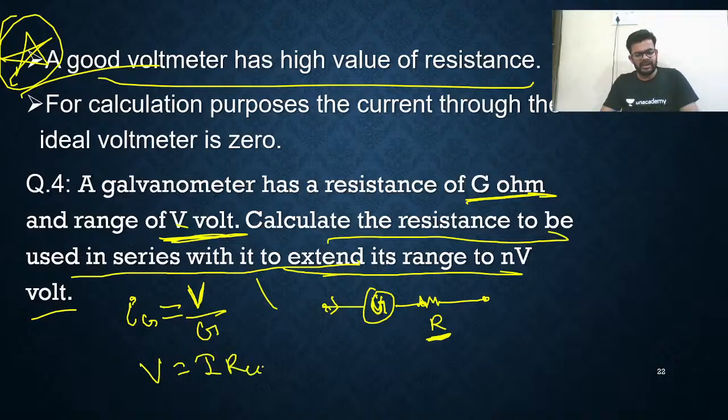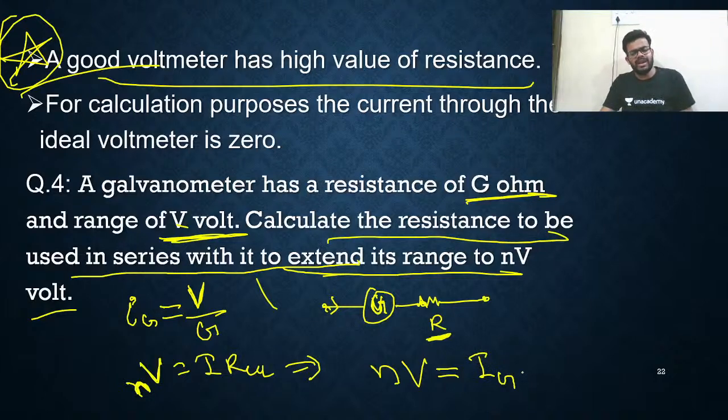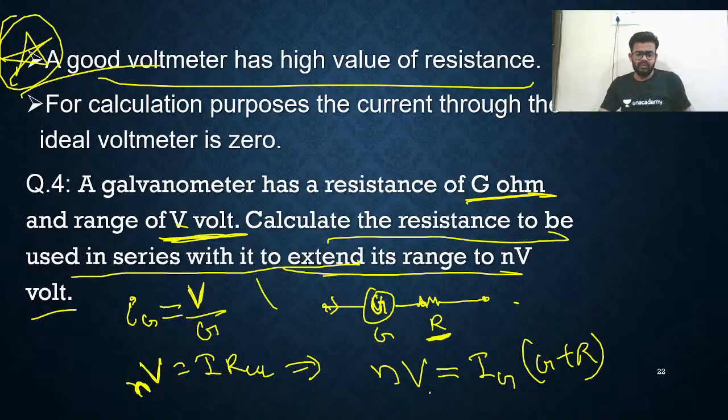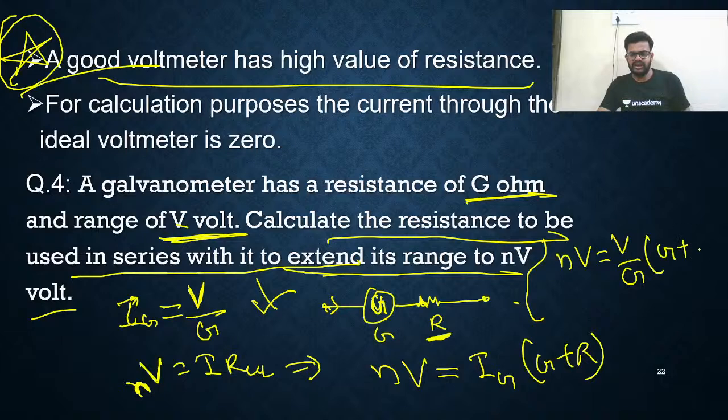V is equal to I into R equivalent. The new voltage is N times V, so N times V is equal to current, which is the same Ig, into the equivalent resistance, that is G plus R. G plus R means how much resistance should be added so that the range becomes N times, so it will measure N times the potential. So N into V is equal to Ig into G plus R, and the value of Ig is V upon G. So N V is equal to V upon G into G plus R. As you solve it, you'll get the value of R here. That is G into N minus 1. That's all. Simple calculation. You can do it.